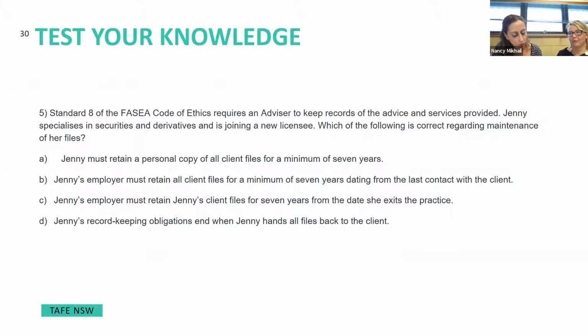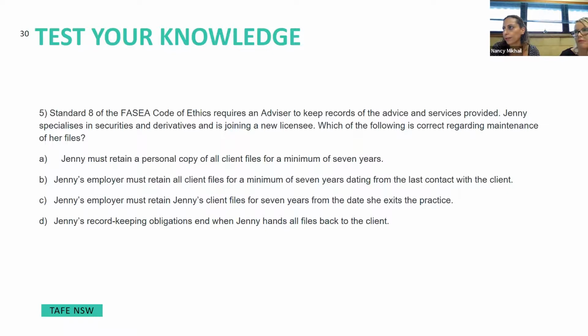A, Jenny must retain a personal copy of client files for a minimum of 7 years. B, Jenny's employer must retain all client files for a minimum of 7 years dating from the last contact with the client. C, Jenny's employer must retain Jenny's client files for 7 years from the date she exits the practice. Or D, Jenny's record keeping obligations end when Jenny hands all her files back to the client. So when you're answering this question, have a look at it. What is it asking in relation? What do we need to do with client files? Or what does Jenny need to do, or the employer need to do with the client files?